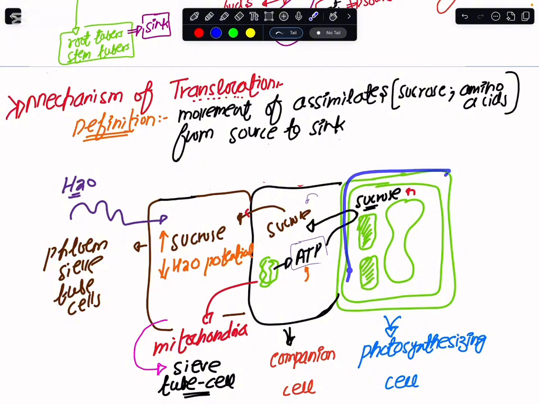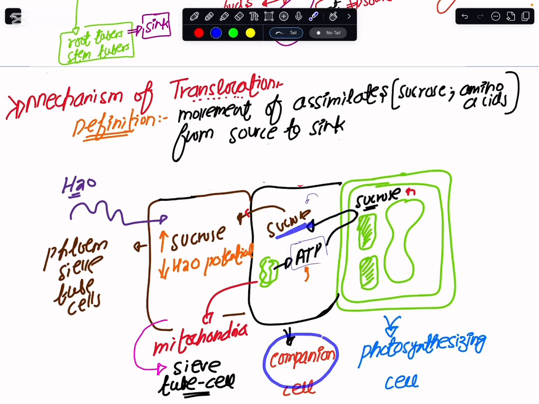So the palisade and the spongy mesophyll cells capture the light, make the glucose, and afterward make the sucrose out of it. Now I have to move this sucrose from the photosynthesizing cell to these phloem sieve tube elements. What happens is that these companion cells have abundant mitochondria, and these mitochondria release energy in the form of ATP. And by that, we move the sucrose and the amino acid into these companion cells.